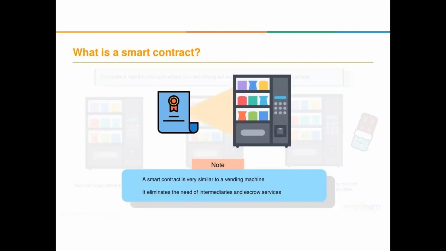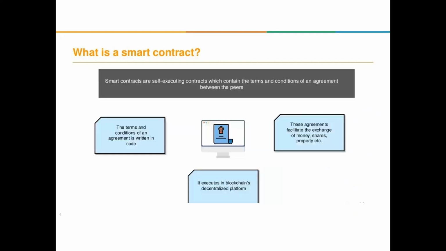Secondly, as there is no third party involved, the fees of that third party are also eliminated. We are not giving any amount to that third party, right? So basically, a smart contract is self-executable code that executes once the condition is satisfied. That works on an if-else condition, right?